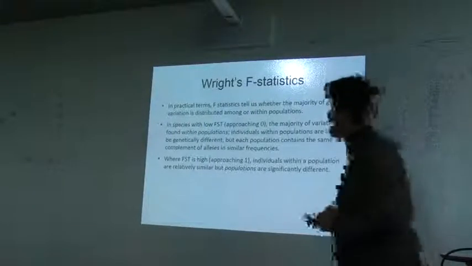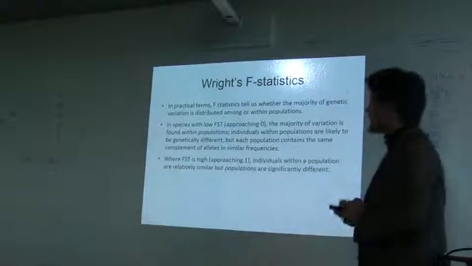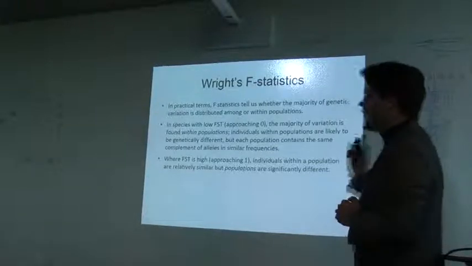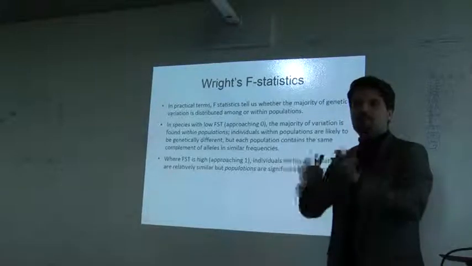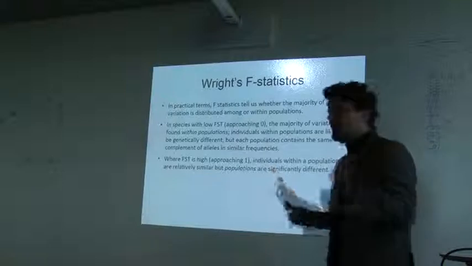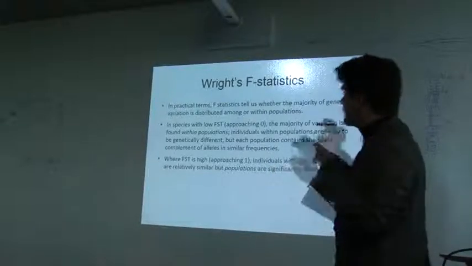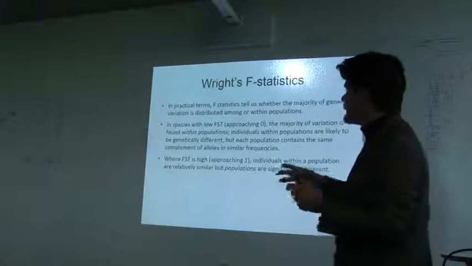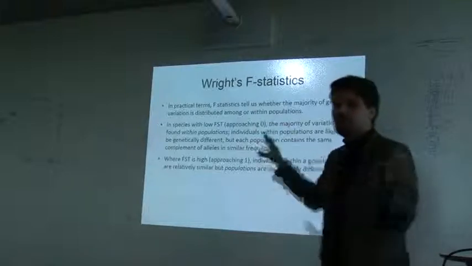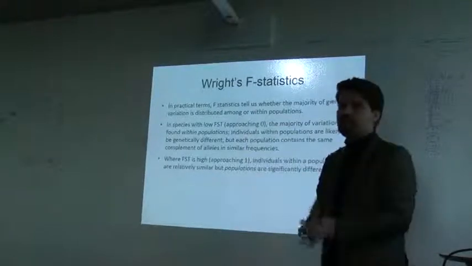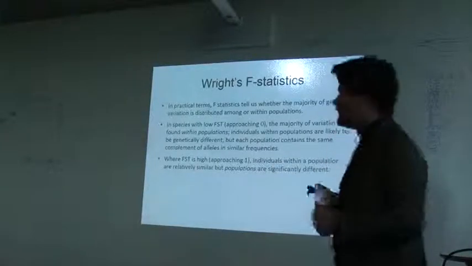And what I used was Wright's F statistics, and these statistics tell us basically how much variation we have within a particular population compared to between different populations. And what this tells you is if you have the greater percentage of variation found between populations, then that means they are diverging, and if they are diverging at specific sites, then that can be a good suggestion that there is selection on this phenotype.